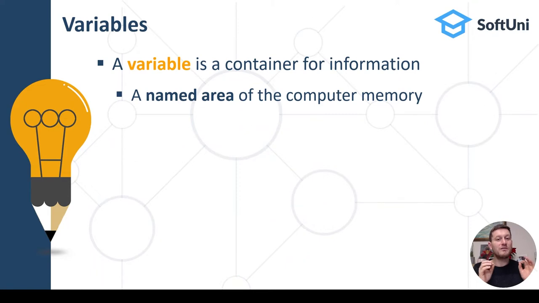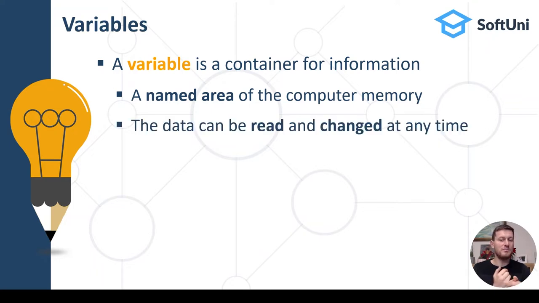So a variable is a container for information. It's a named area of the computer memory which holds something. The data can be read and can be changed at any time. This is where the RAM comes from, RAM, random access memory.